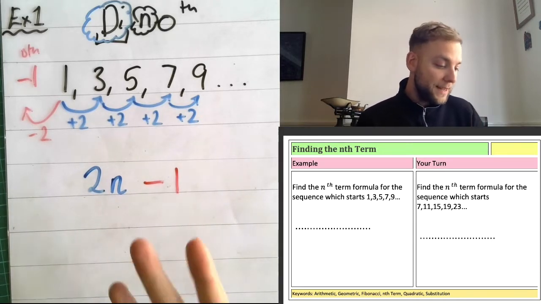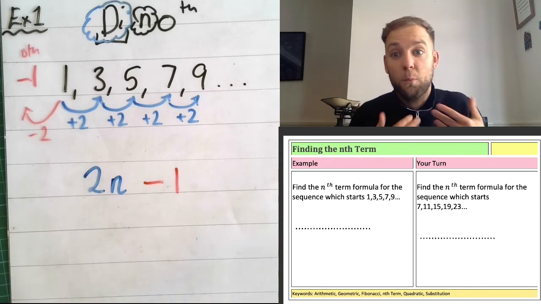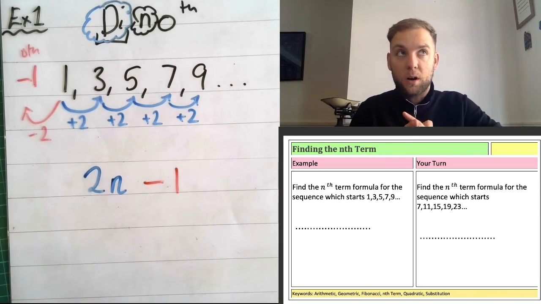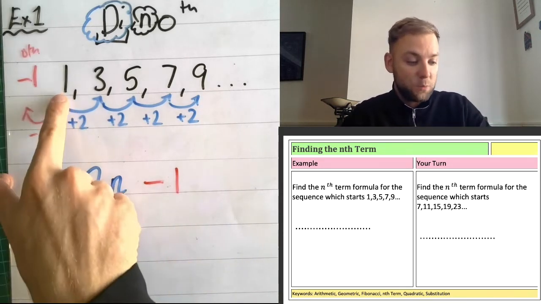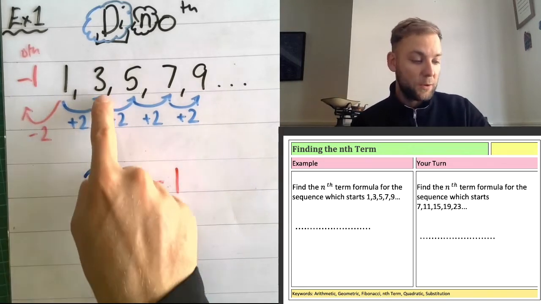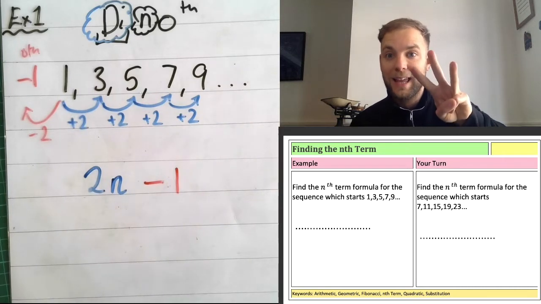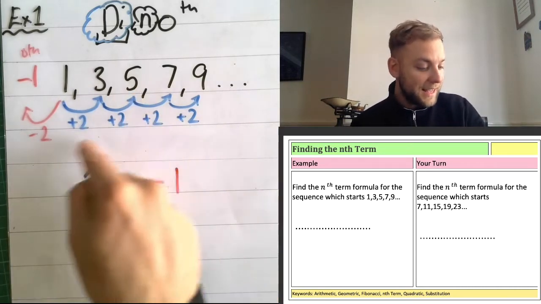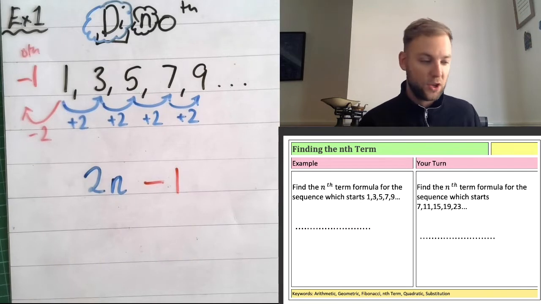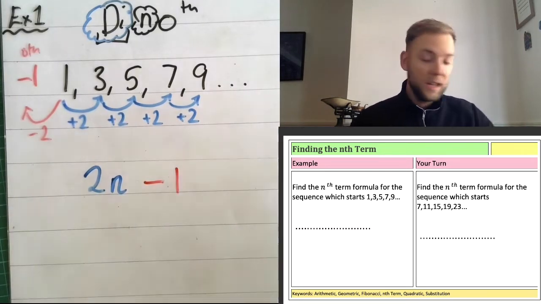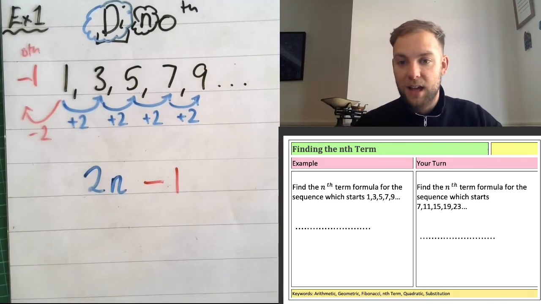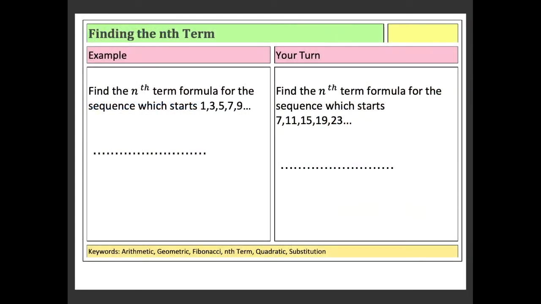So if you were to sub into this, let's try subbing in 1. So 2 times 1 minus 1. Well, 2 times 1 is 2, minus 1 is 1. 2 times 2 is 4, take away 1 is 3. So the second term is 3. 2 times 3 is 6, take away 1 is 5. So this is the linear nth term for this sequence. Super. What I'd suggest, have a little go at that one on the right hand side. If you're still not too sure, then pause now and have a little go at that one on the right.